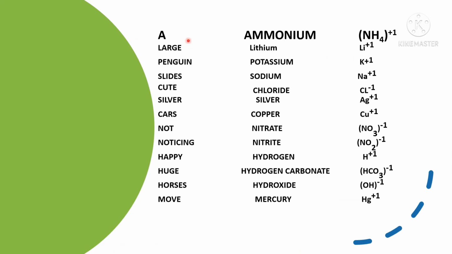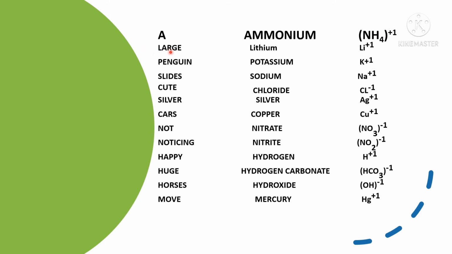Students, once you learn this sentence, a large penguin slides cute silver cars, not noticing happy huge horses move, you will notice that the first letter of every word represents either an element or radical of valency 1. For example, A stands for ammonium. The radical is (NH4) plus 1.